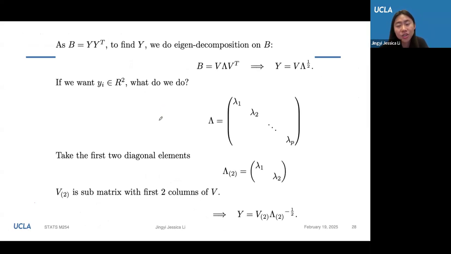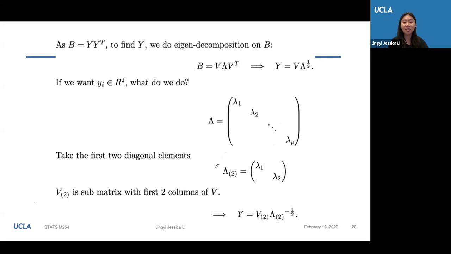You do the eigen decomposition to get the Y. Essentially, you can do the eigen decomposition of B as the eigenvectors multiplied by the eigenvalues multiplied by the transpose of the eigenvectors. So you take the square root of each eigenvalue, then you get a square diagonal matrix, because this is a diagonal eigenvalue matrix. Multiply that with the eigenvectors, and that's how you get Y.